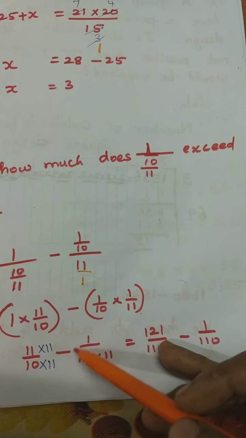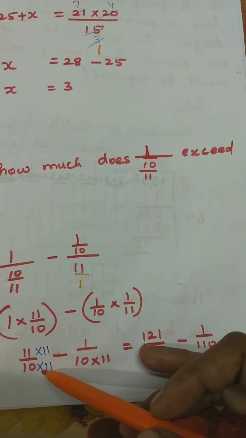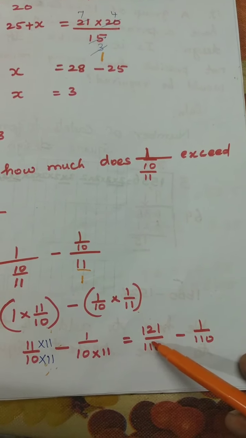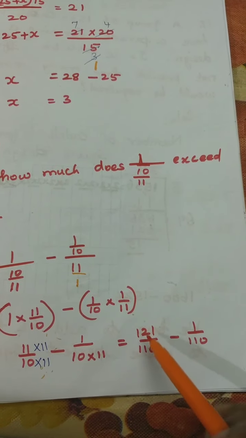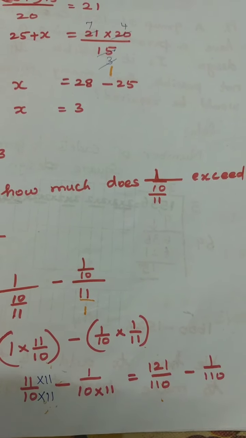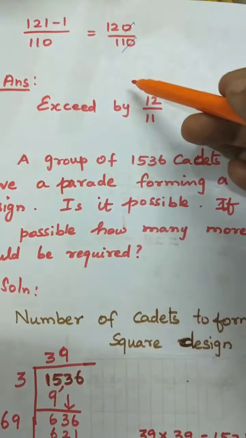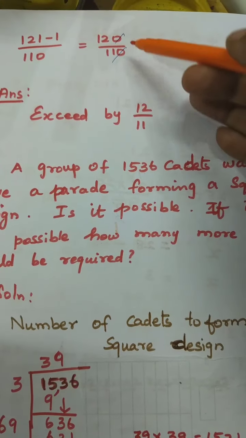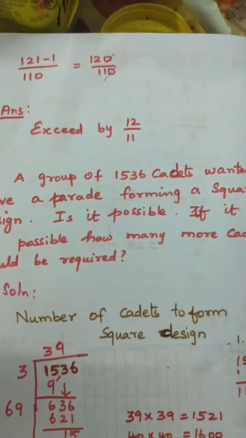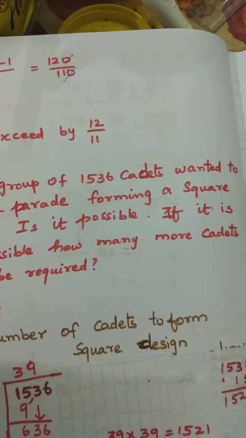So here minus, no, you have to see the LCM. So here 110 came, so you have to multiply both by 11. And here also 110 came. So 121 by 110 minus 1 by 110. Then take 110 one time. Then 121 minus 1 by 110, that is 120 by 110. You can cancel 0, 0. Then it exceeds by 12 by 11. 12 by 11 is more than the first one.